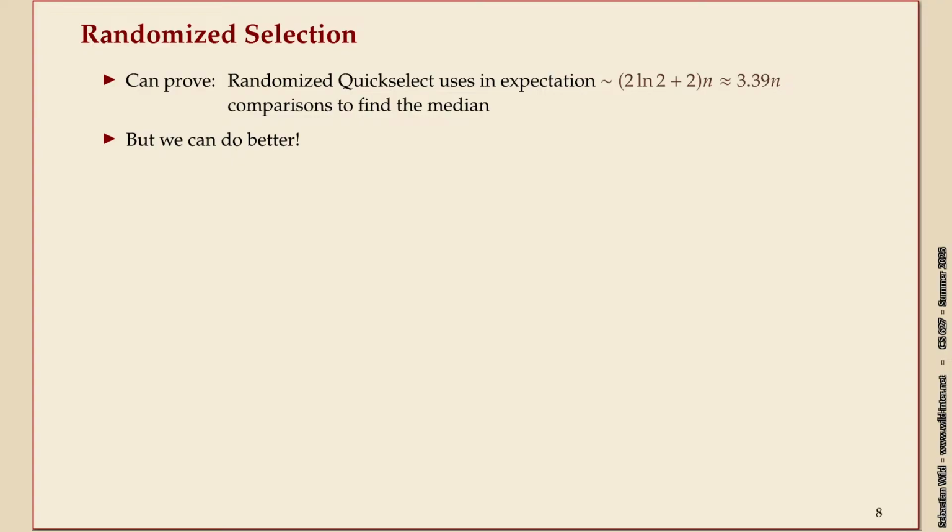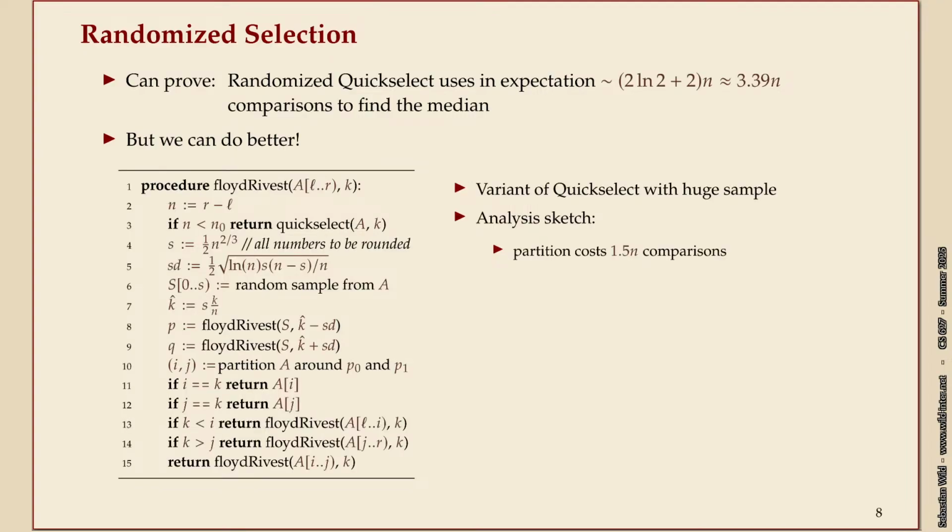The last bit to drive home is randomized algorithms. The one we've seen, quick select, it doesn't actually beat this bound. In expectation, you need 3.39n with quick select. But that's just because the algorithm is kind of wasteful and simple. You can do better. And I don't want to discuss the algorithm in too much detail because that leads us too far into analysis.